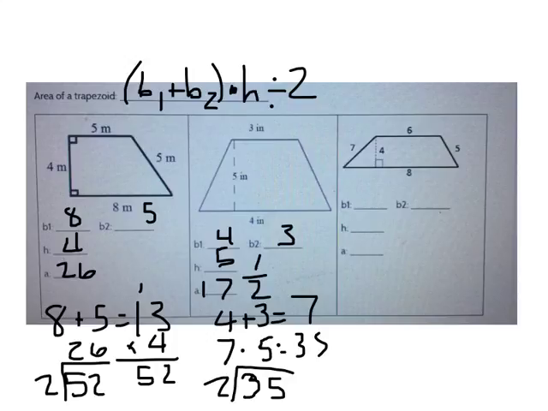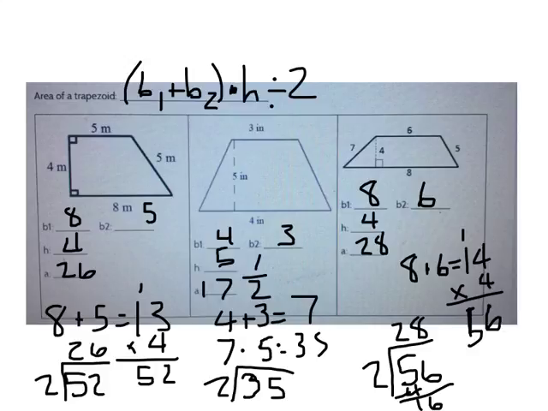Now you try one. Find base 1, base 2, and the height, and then find the area. Base 1 is 8, base 2 is 6. The height is 4. The area is 28 because 8 plus 6 is 14, times 4 is 56, and when I divide by 2, I get 28.